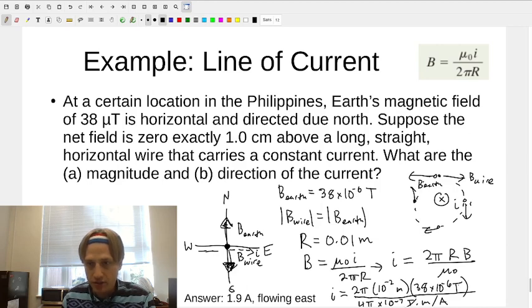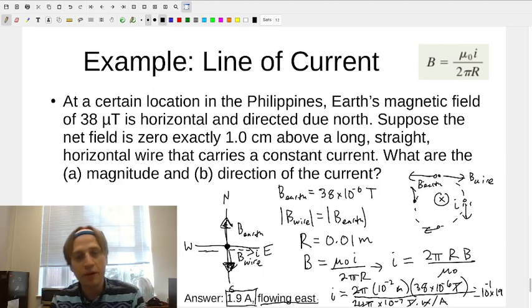So the Teslas cancel out, meters cancel out. This puts the whole thing in amps. Here my 2 pi and 4 pi gives me just a 2 down here. I have 10 to the minus 6 over 10 to the minus 7, times 10 to the minus 2, so that gives me a 10 to the minus 1, and then 38 divided by 2 is 19. So 19 times 10 to the minus 1 gives you 1.9 amps, and as we determined here, it's flowing east.